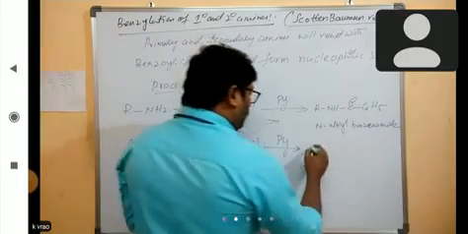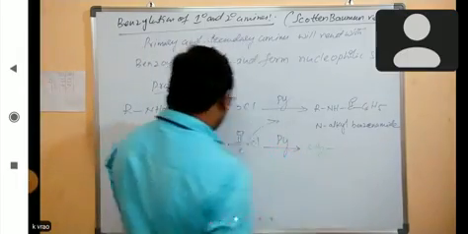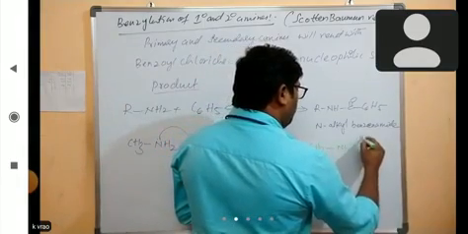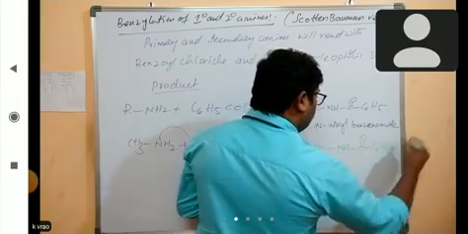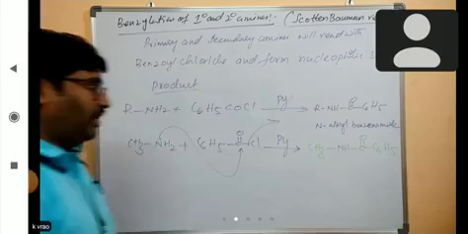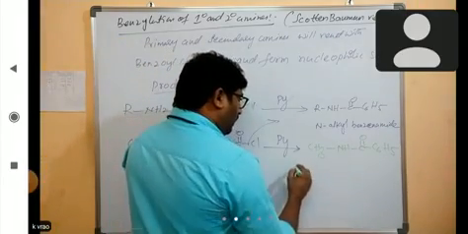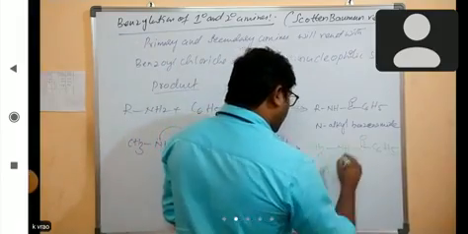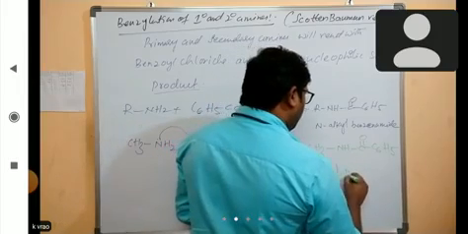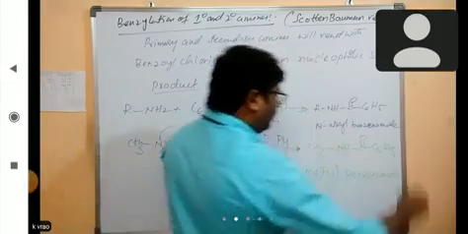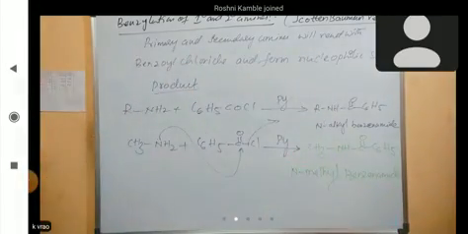So then the compound is CH3NH C double bond O C6H5. The name of the compound is N-methyl benzenamide. This is the IUPAC name of the compound.